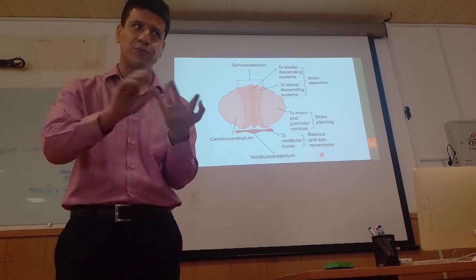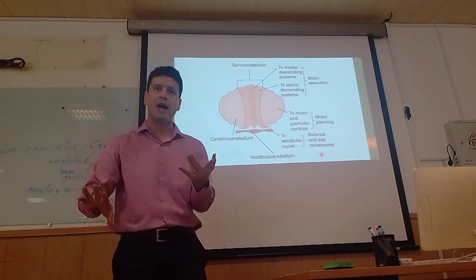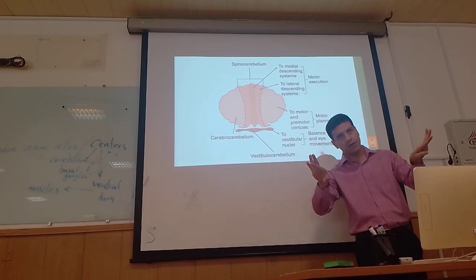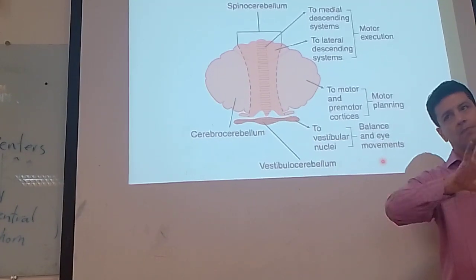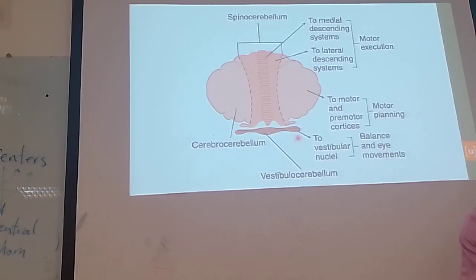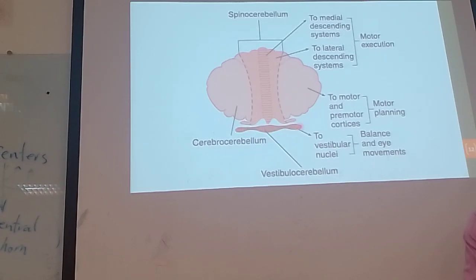Actually, I didn't talk about the outputs. I'm going to talk about that, okay? But now, let's see the functional connections of different parts of the cerebellum with different motor commands or motor centers. Okay. Vestibulocerebellum here, flocculonodular lobe.